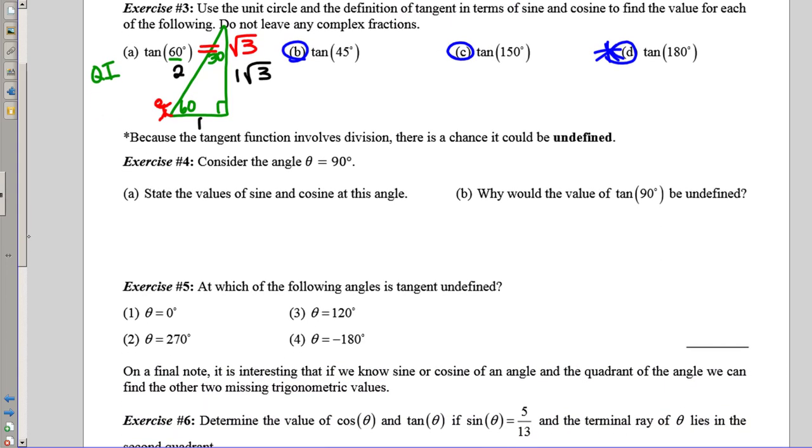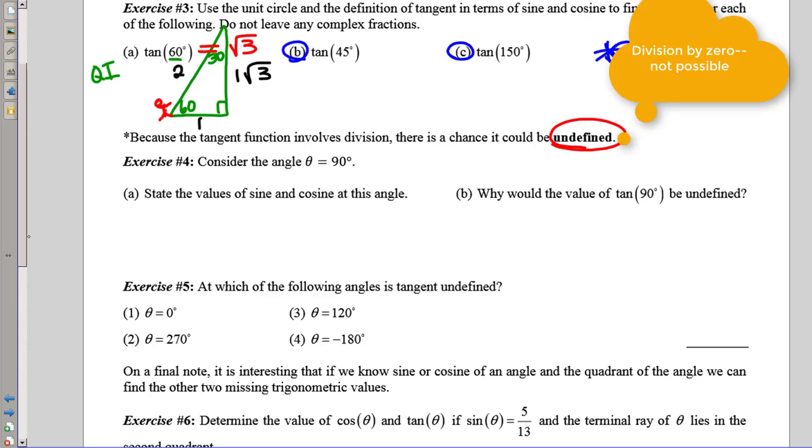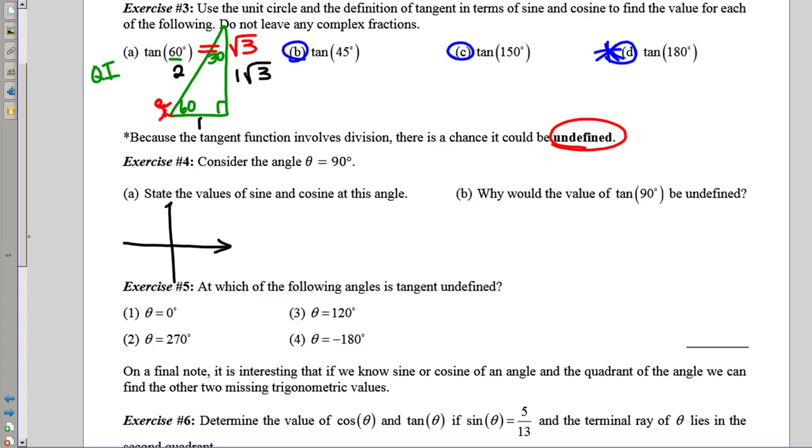All right, welcome back. Thank you for pausing the video to complete B, C, and D. Now, because the tangent function does involve division, there is the possibility of undefined. And as you know from the last chapter, the last unit, undefined is division by 0. So fractions are undefined when we have a 0 in the denominator. Okay, so let's consider the quadrantal angle 90 degrees, and this was talked about in the video from last night.